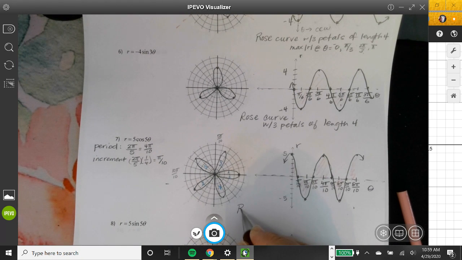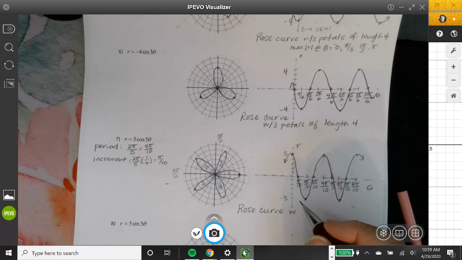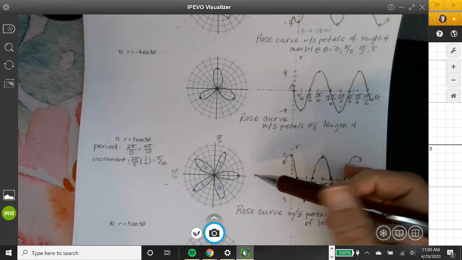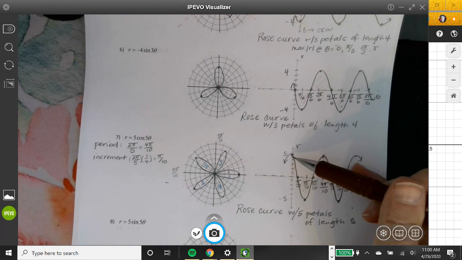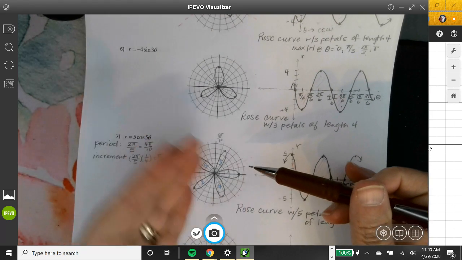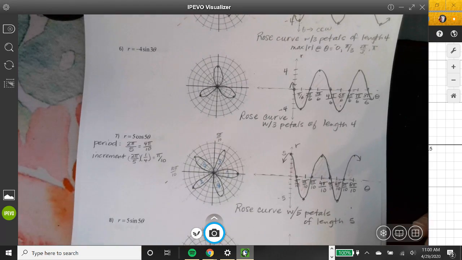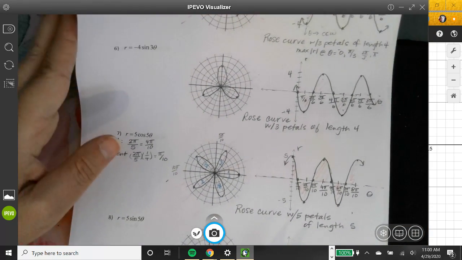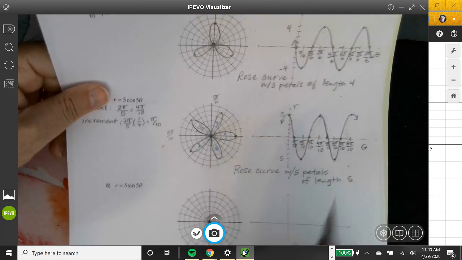So this is a rose curve with 5 petals of length 5. Now, I went out, I started off the pole, didn't I? So I started out and off the pole in the positive direction. If it was a negative cosine, I would be starting on this side. Okay? All right. And our max r's, I know that you can figure that out now.